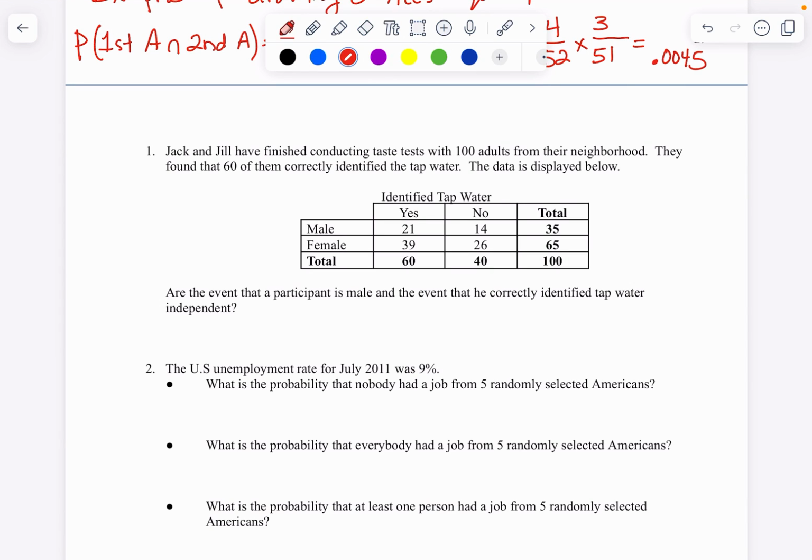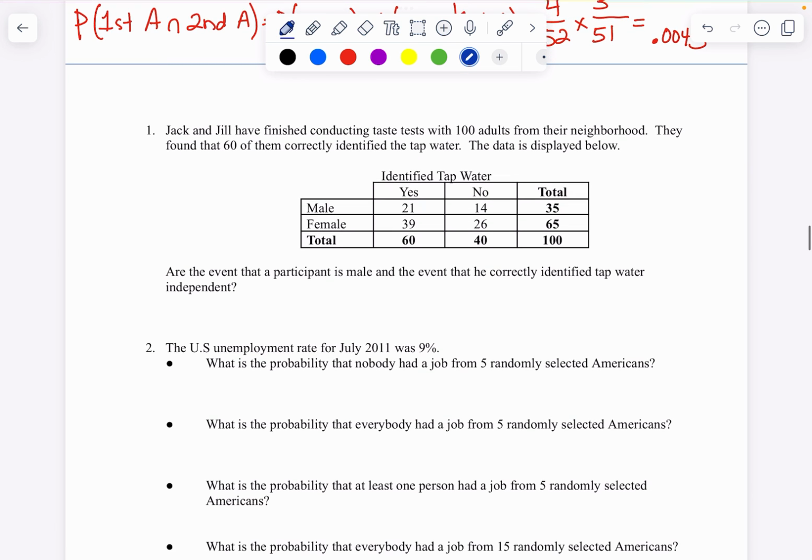Okay, we're back. Hopefully you tried these problems, and now we're going to talk about it. So the first one says, Jack and Jill have finished conducting taste tests with 100 adults from their neighborhood. They found that 60 of them correctly identified the tap water. The data is displayed below. Are the events that a participant is male and the event that someone correctly identifies tap water independent?